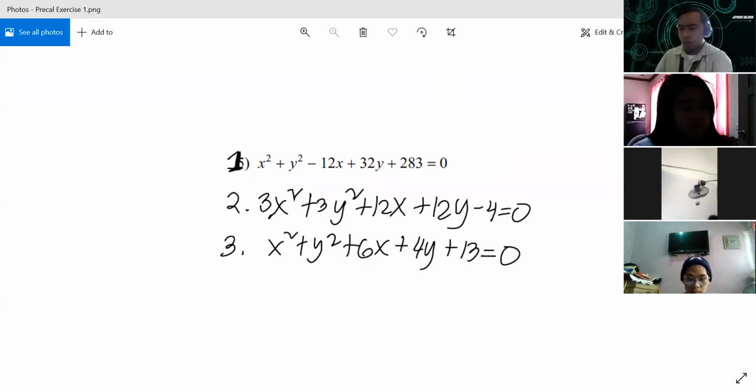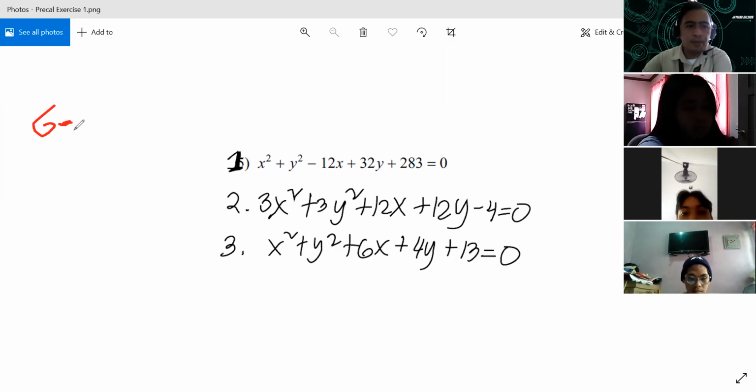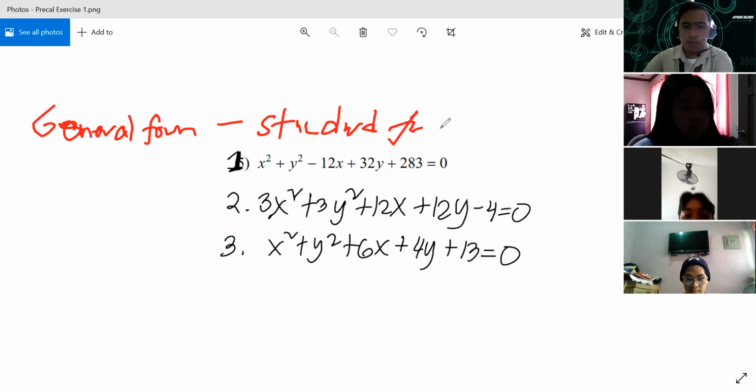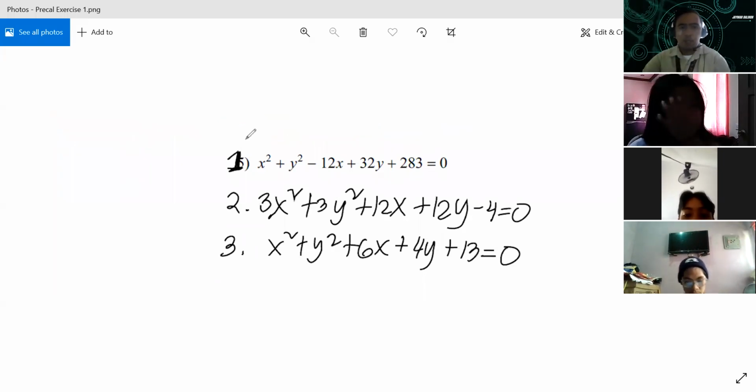Here, our objective is that we should know how to convert the general form going to standard form. So we need to convert the general form of the equation of the circle into standard form. So let us start with number 1.